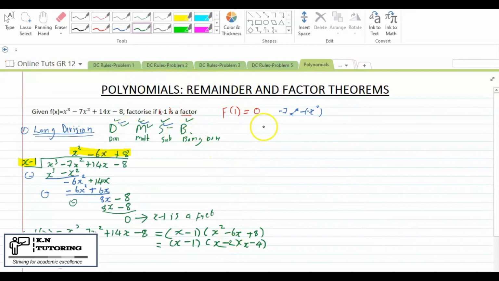Okay, I will now do the second method, which is the synthetic method, or synthetic division. Okay, now this one is structured in this way.